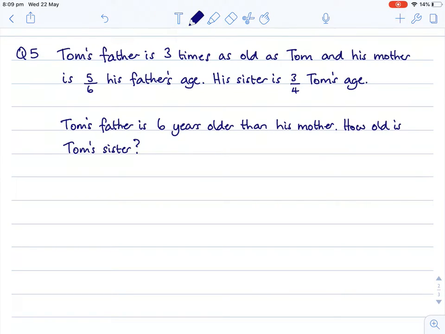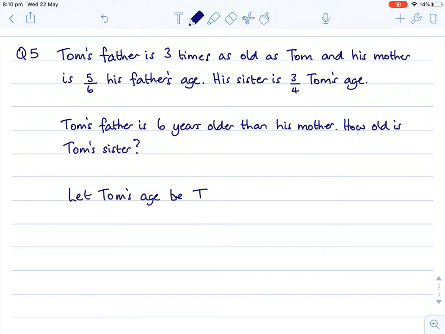In this question, we're given quite a bit of information here, but the thing we're looking for is the age of Tom's sister. Now, normally with questions like this, we would start by saying, let Tom's sister's age be X, or whatever letter we want to use. However, with this question, everything seems to revolve around Tom. So it makes sense to use Tom as the unknown and then work from there. So we can say something like, let Tom's age be, and let's use T for Tom.